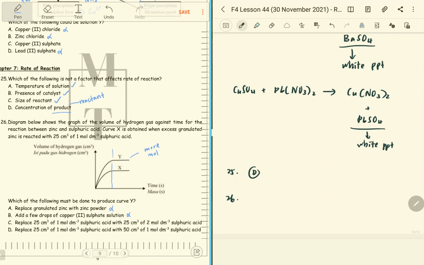Okay. C, replace 25 cm³ of 1 mole per cm³ with 25 cm³ of 2 mole per cm³ sulfuric acid. Answer should be C because you are increasing the number of mole. So answer should be C.